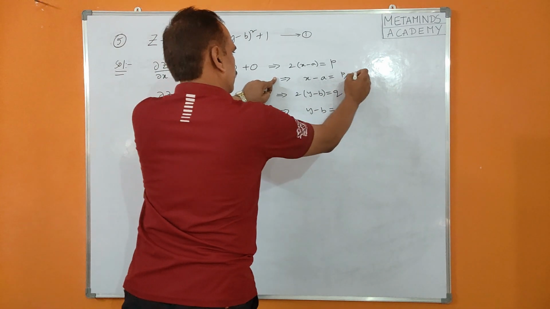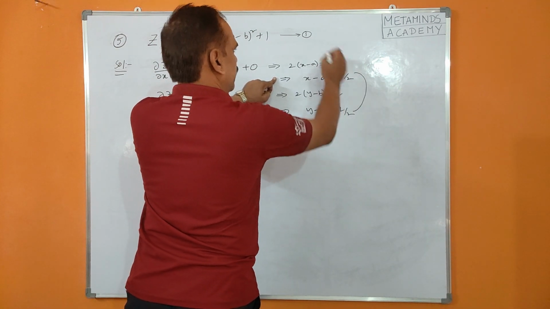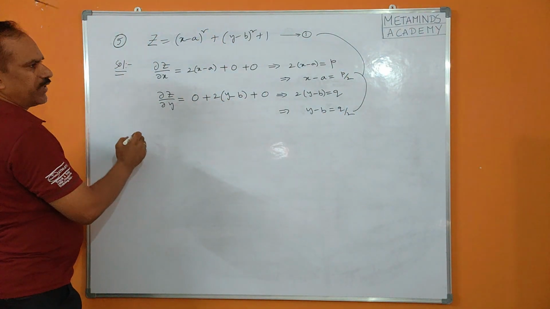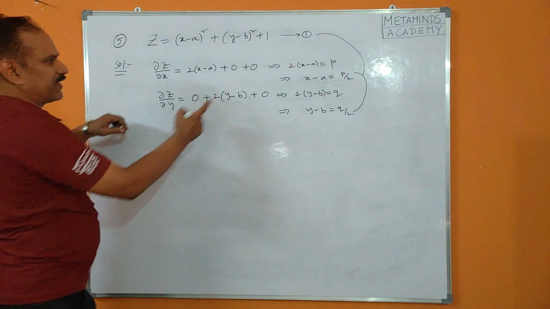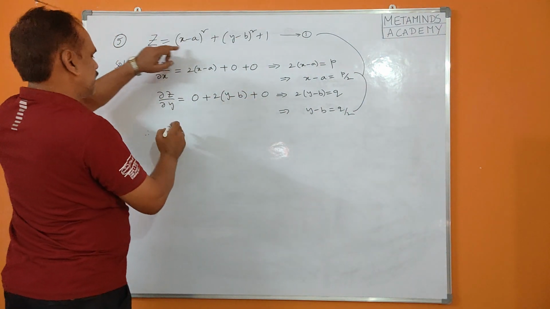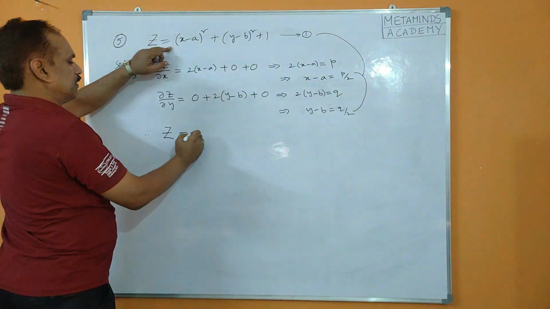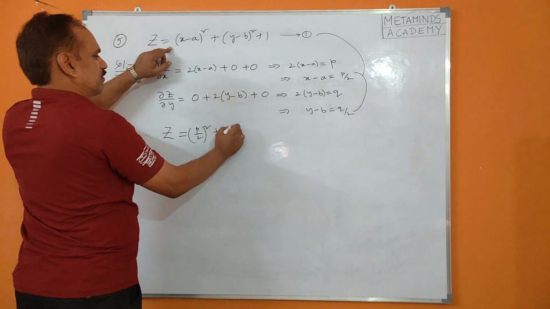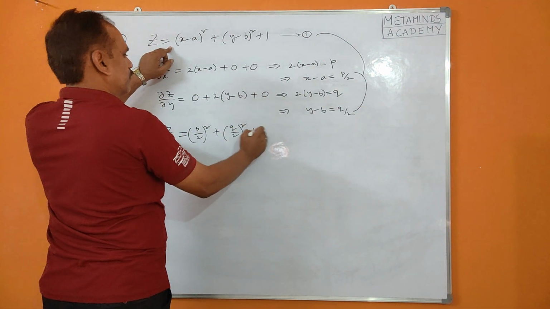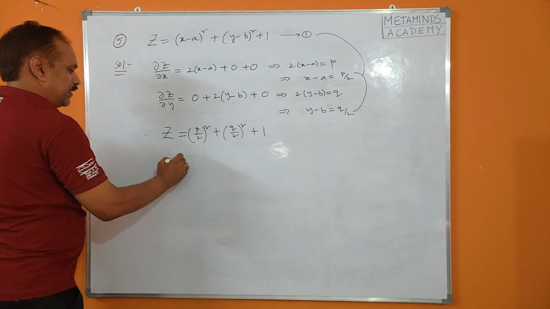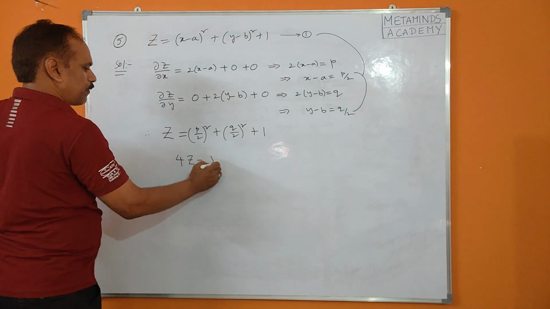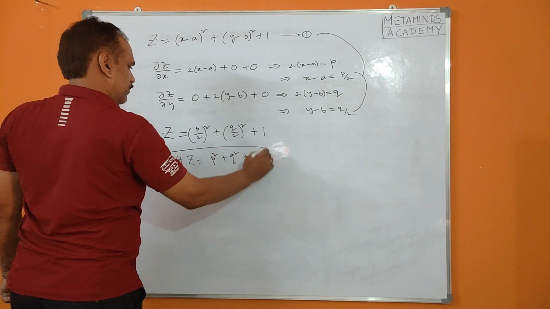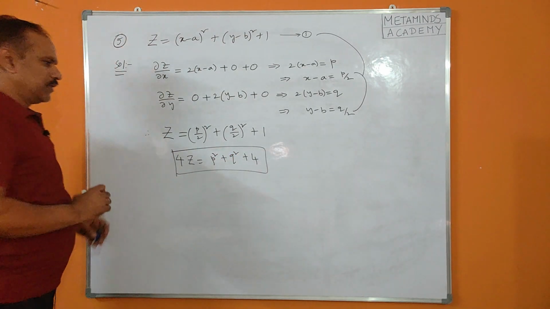Right? From these three equations, eliminate a and b. Therefore, replace x minus a and y minus b in equation 1. You will get (p by 2) whole square plus (q by 2) whole square plus 1. It is 4z equal to p square plus q square plus 4.